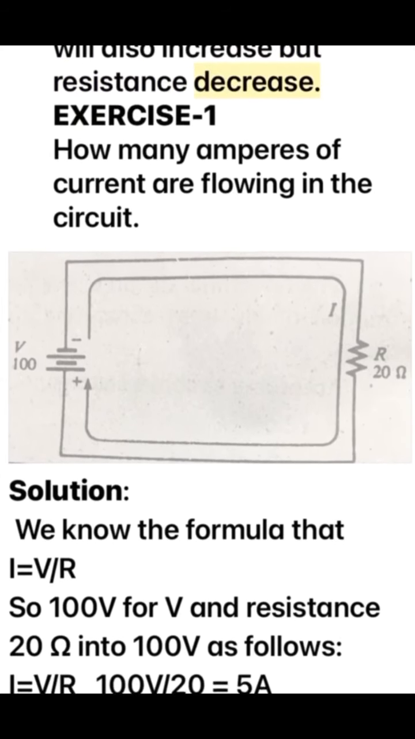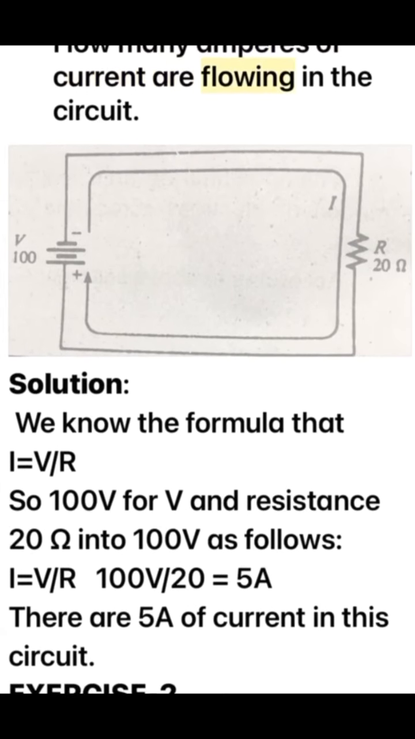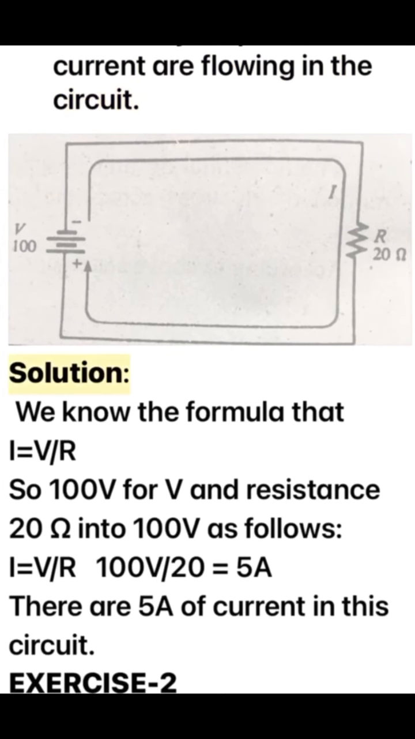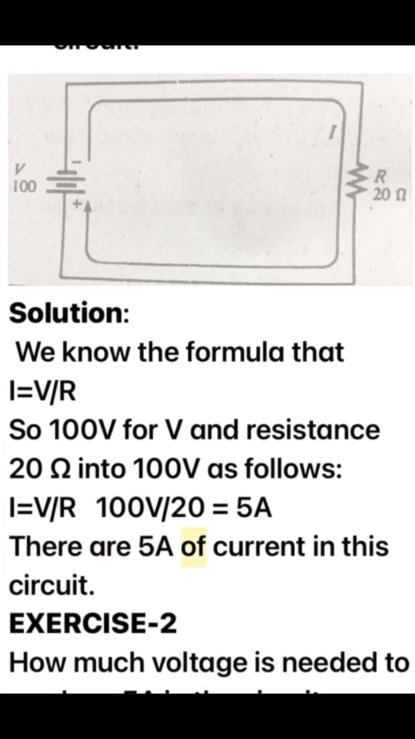Exercise 1. How many amperes of current are flowing in the circuit? Solution: We know the formula that I equals V/R, so 100 V for V and resistance 20 ohms. I equals V/R, 100 V/20 ohms equals 5 A. There are 5 A of current in this circuit.